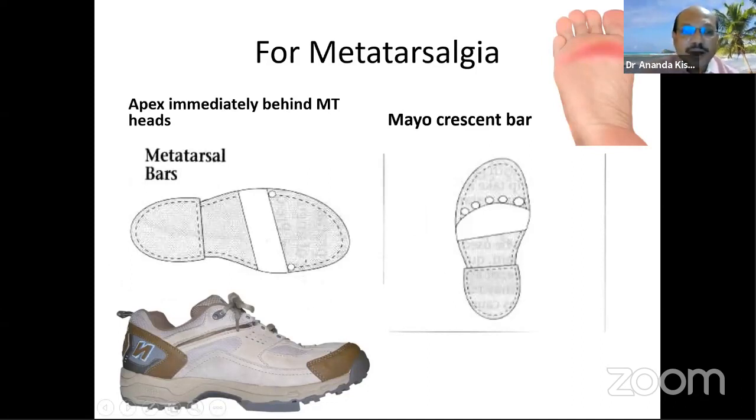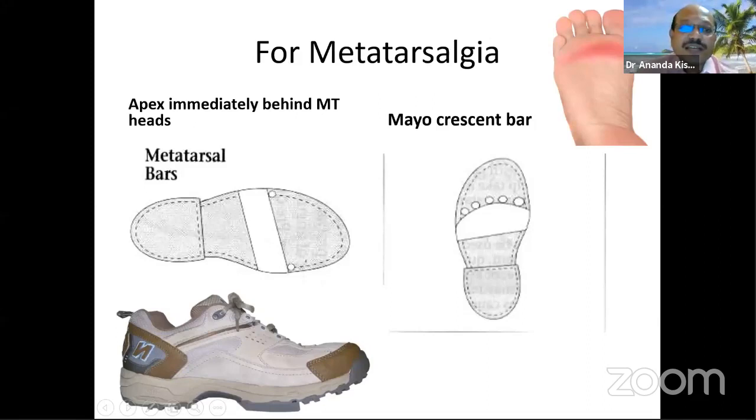And see how to differentiate this metatarsal bar from the rocker. In the metatarsal bar, the anterior edge is sharp. It is suddenly halted here, whereas in the rocker it should be rounded. It is rounded, and so this is a metatarsal bar.